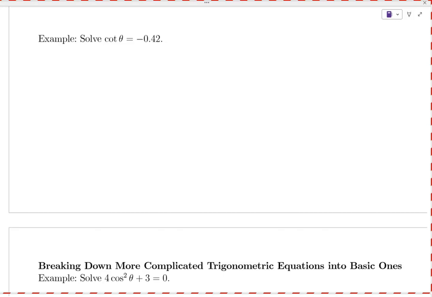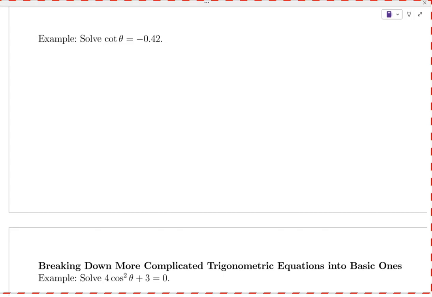Is 0.42 one of those that we know the exact value of? Probably not, right? So if it's not one that we know the exact value of for an angle, I want to use my calculator. If I'm going to use my calculator, that means I'm going to be doing an inverse trig function. Do you see an inverse cotangent button on your calculator? No. You see an inverse tangent button though, right?